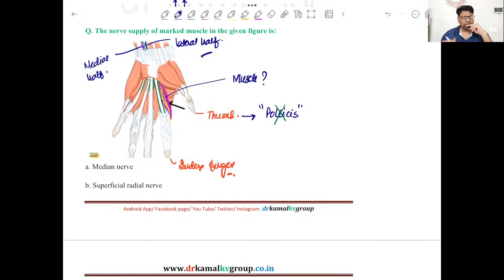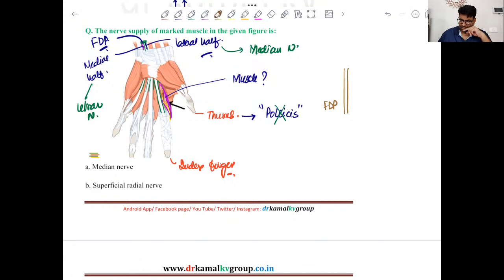So can you think of any muscle which has 2 halves, a lateral half and a medial half? The lateral half is supplied by the median nerve, and the medial half is supplied by the ulnar nerve. So this muscle is actually the flexor digitorum profundus, right? Number 1. Now, the very first question was about the same thing. From the tendon of the flexor digitorum profundus, there is origin of the lumbricals, right?